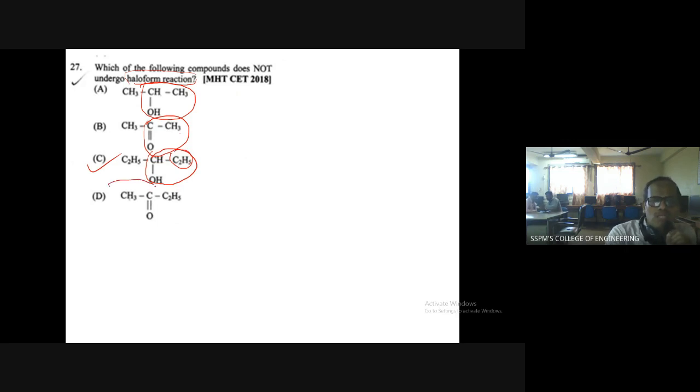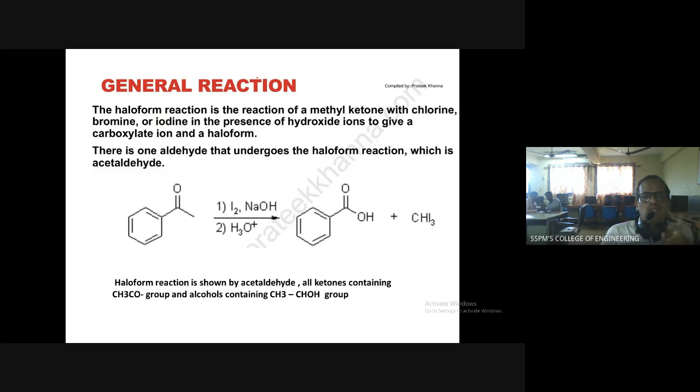Here we have one CH3COCH. So this will give haloform. This will not give. This will give. This will give. You understand? So it is a very simple question actually, but you should know the concept. Then you can tackle this or such questions. So this is what the haloform reaction is.